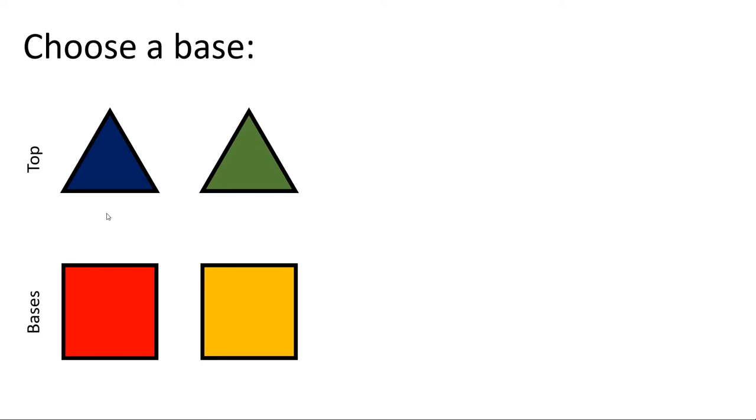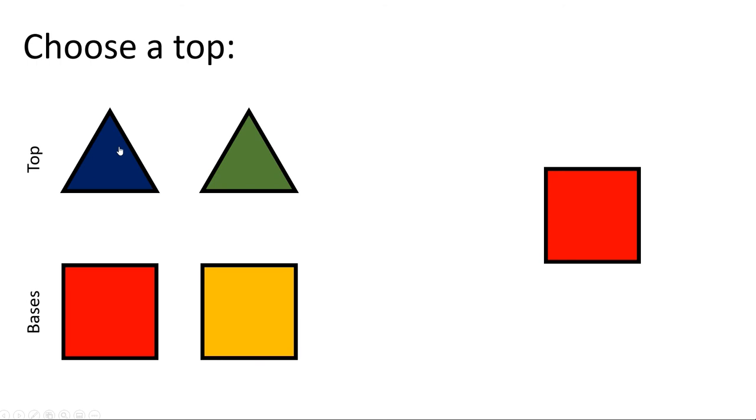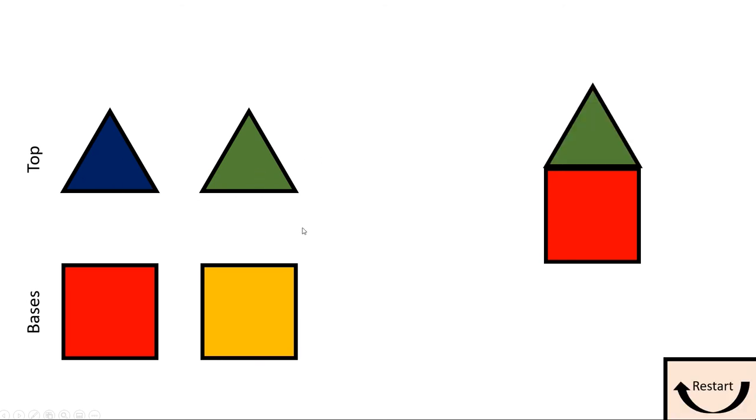Okay, this is going to be a quick tutorial on how to make an interactive PowerPoint. Essentially, what we're going to try to do is make this so that your students can click on different shapes and they'll build a little house. For example, if you click a red base, you put a red one up there, and then they have to choose from this blue or this green top.